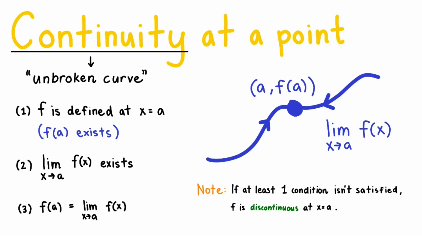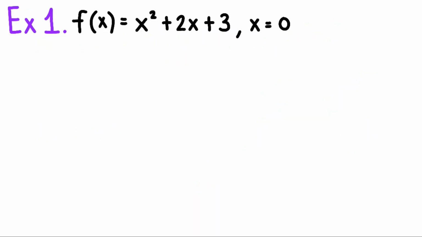So to do this, let's have some examples, starting with the first example. So in here, we're given the function x squared plus 2x plus 3, and we check if it is continuous at the point x equals 0. Before we show how to do this, feel free to pause the video so that you may try this one first on your own. Okay, good. So let's start.